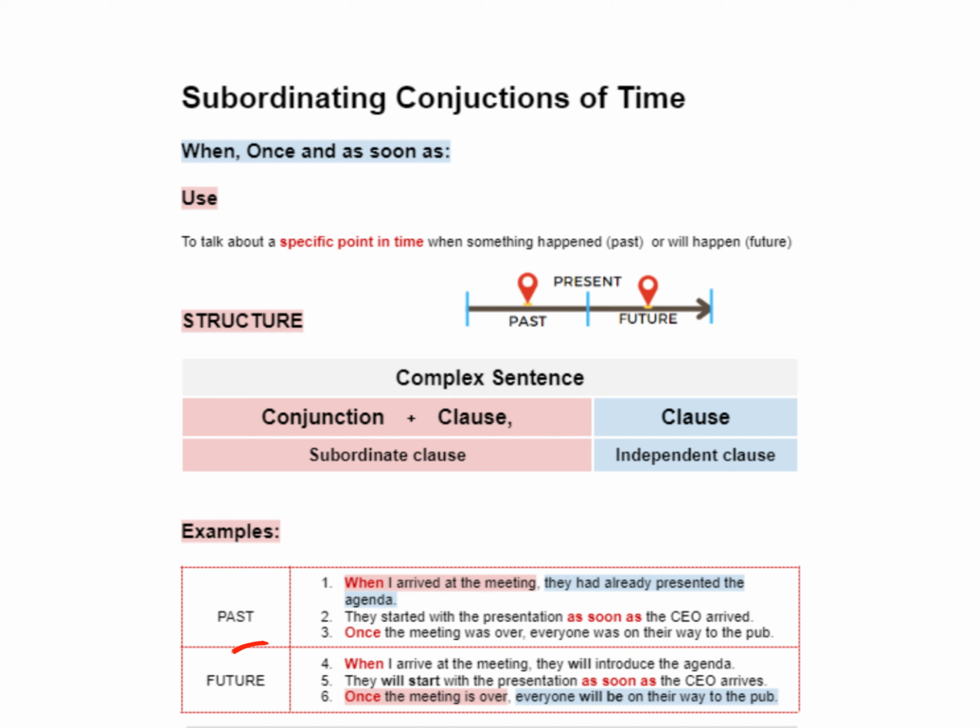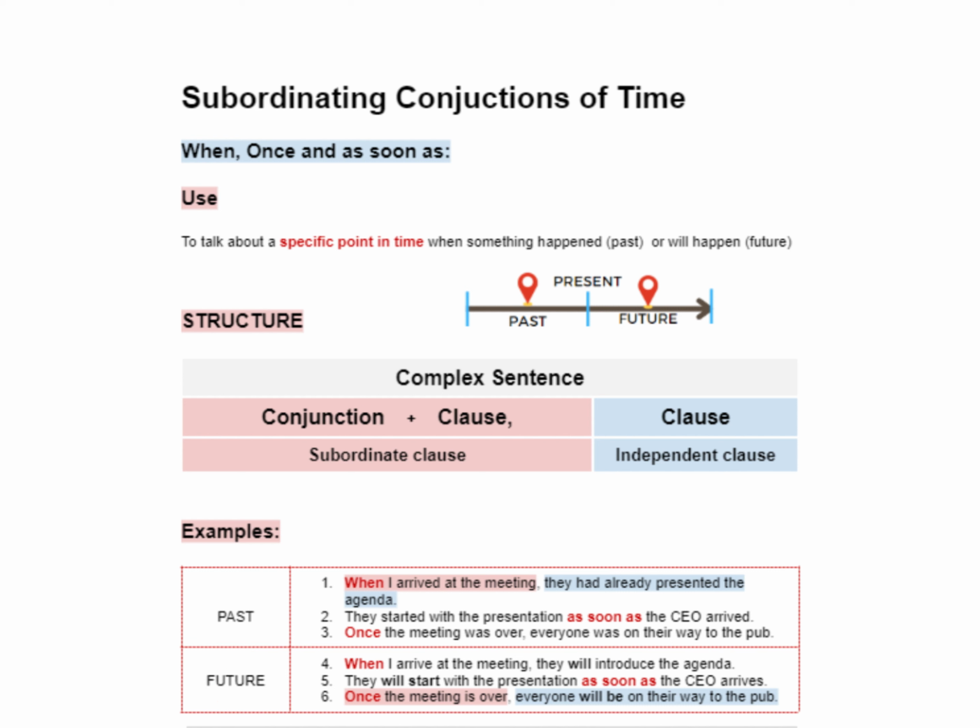Examples referring to a point in the future. When I arrive at the meeting, they will introduce the agenda. They will start with the presentation as soon as the CEO arrives. Once the meeting is over, everyone will be on their way to the pub.